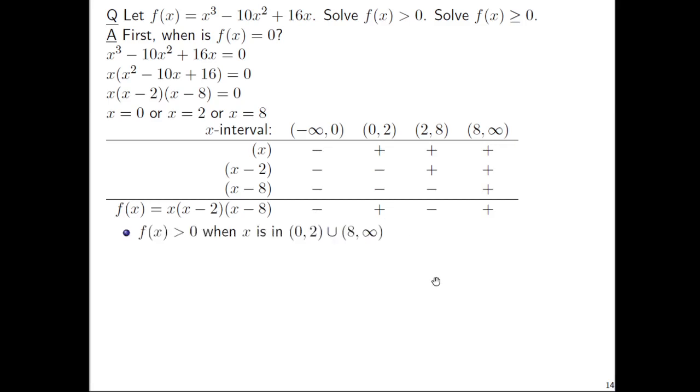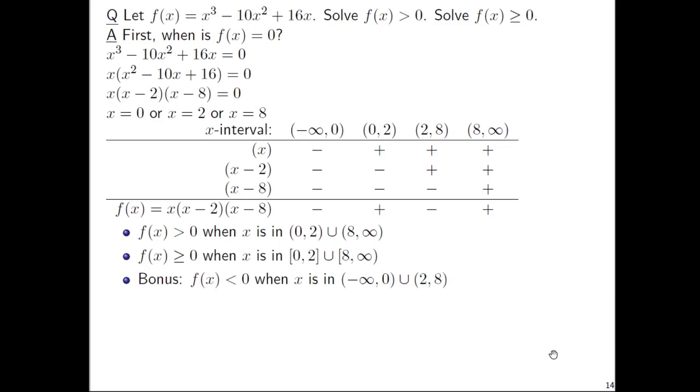So based on what we see here, we can look at the plus signs and answer that f of x is greater than 0 when x is in the 0 to 2 interval and in the 8 to infinity interval. What about f of x greater than or equal to 0? Well, now we just need to include the x values of 0, 2, and 8. A moment ago we had excluded those because of the parentheses. Now we include them: a bracket around the 0, a bracket around the 2, a bracket around the 8.